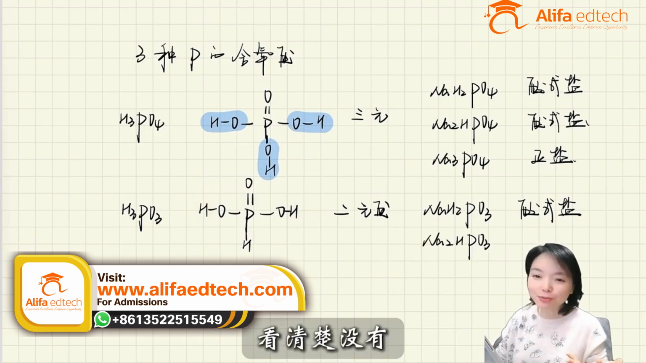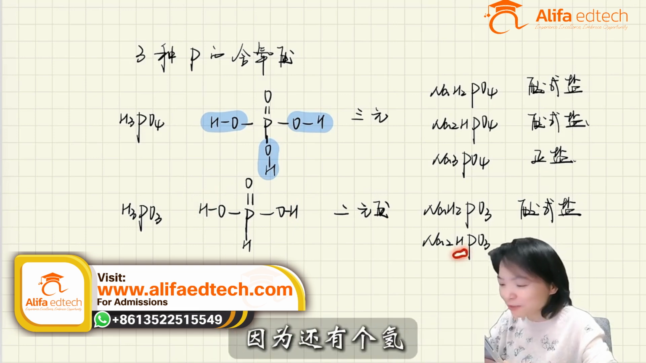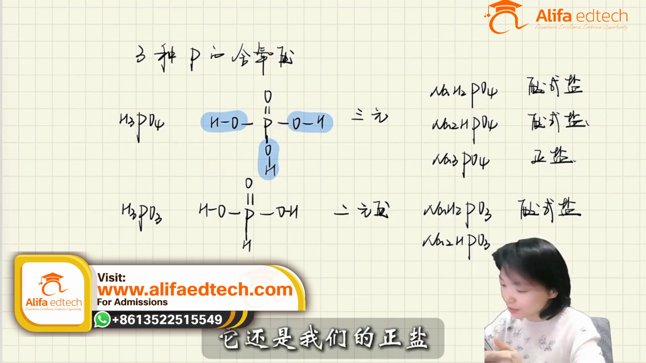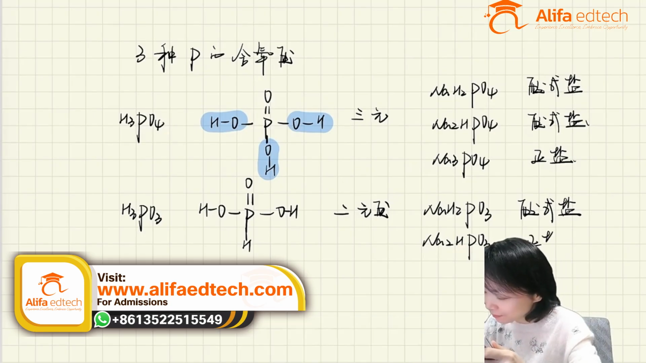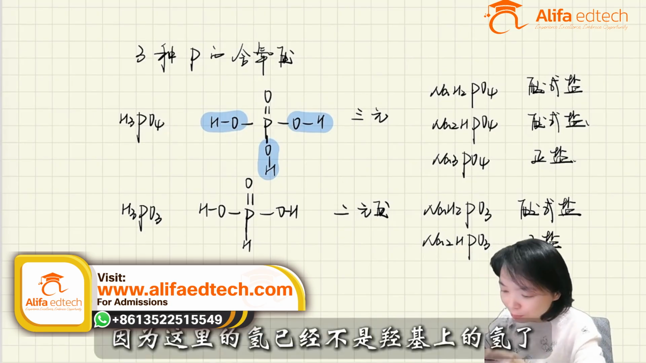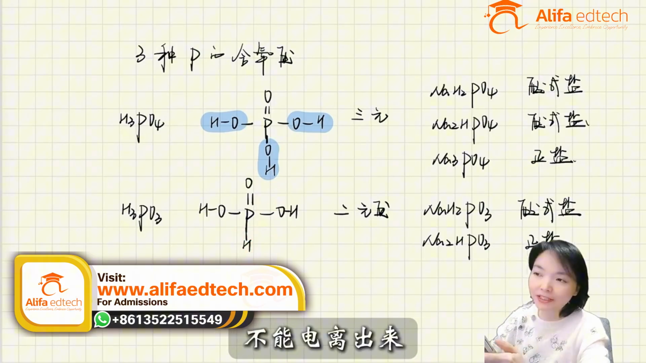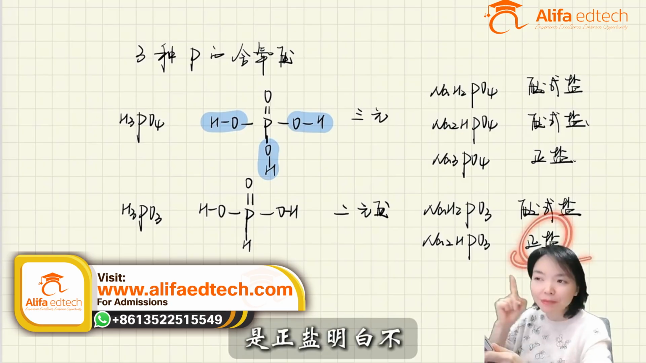Come on, kids, see clearly. Is there still hydrogen in here? Since there's hydrogen, that can still react, so is it an acid salt? No, it's not. It's still our normal salt because the hydrogen here isn't ionized anymore. It's directly bonded to phosphorus, cannot react with bases, cannot release electricity. It's a normal salt. Clearly not an acid salt.